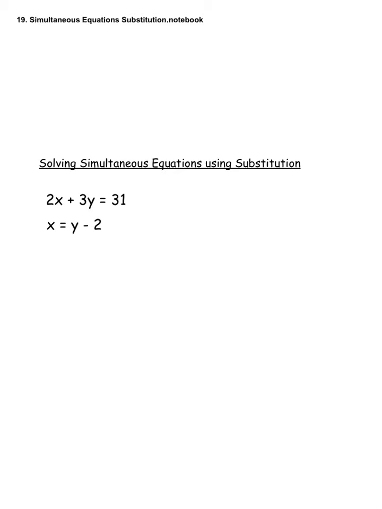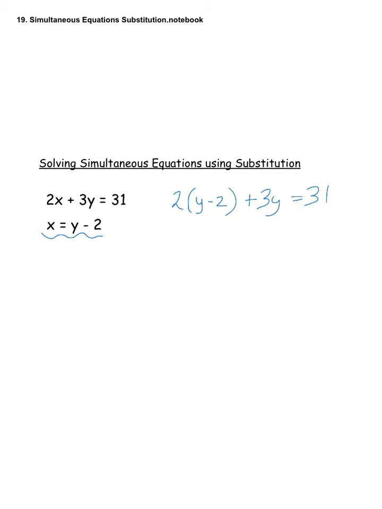To solve this pair of equations by substitution, we're going to take what x is equal to in the second equation, which is y minus 2, and substitute y minus 2 into the top equation every time we see an x. So that becomes 2 times (y minus 2) plus 3y is equal to 31.